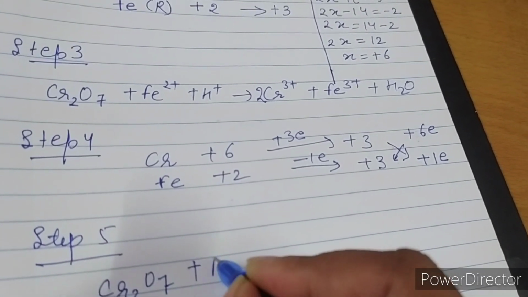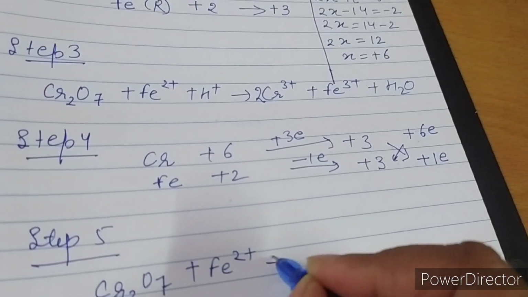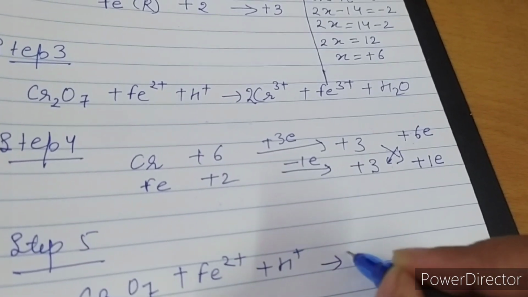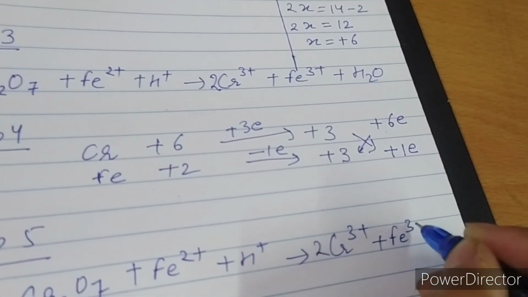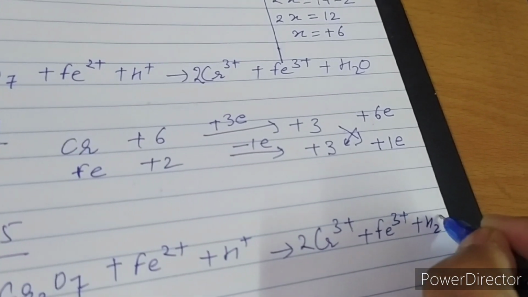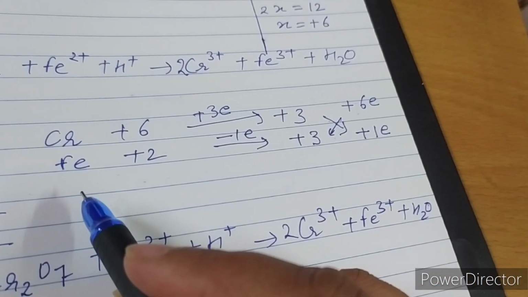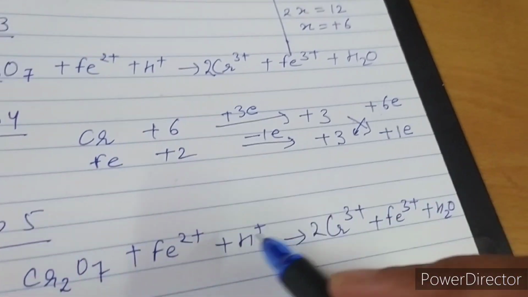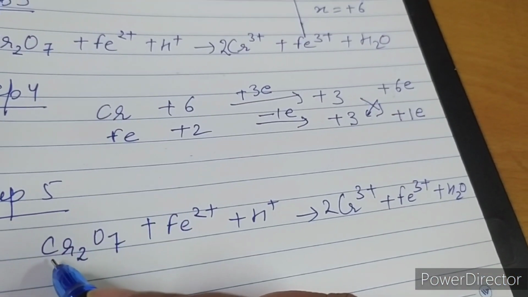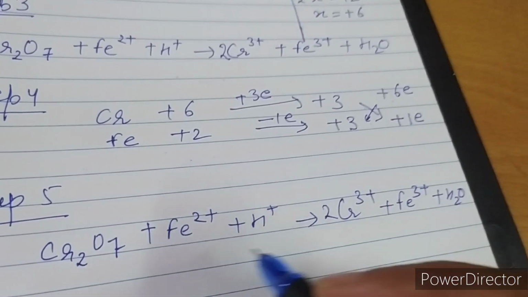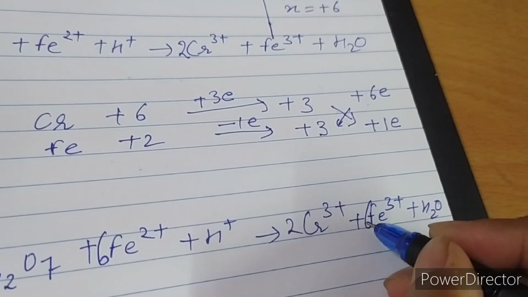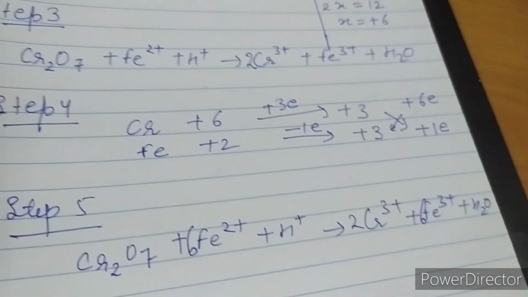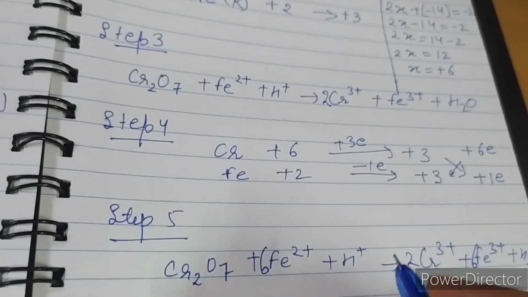Cr2O7 2- plus Fe2+ plus H+ will give you 2Cr3+ plus Fe3+ plus water. Now we'll multiply iron by 6 and chromium by 1. So chromium we need not multiply because it is 1, and for iron we multiply it with 6. So here we'll put 6 and here also we'll put 6. Now step 5 has been completed.